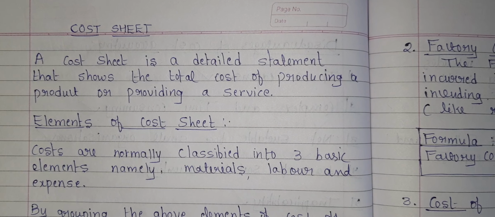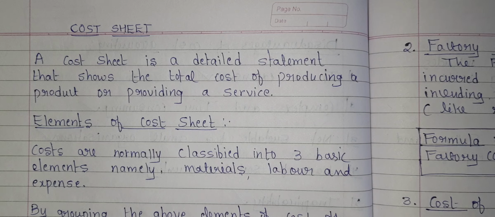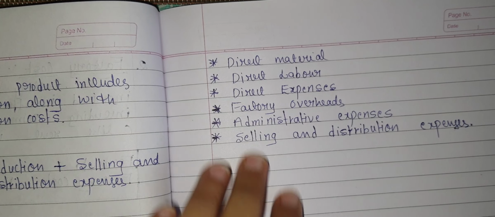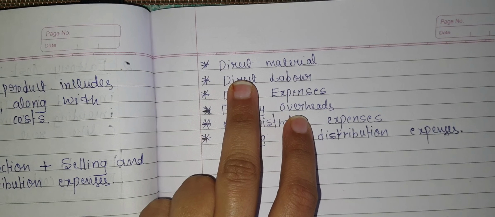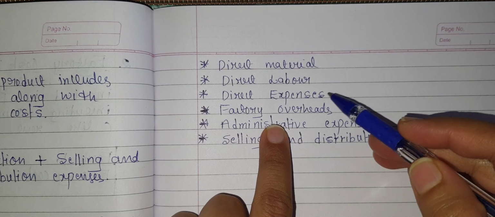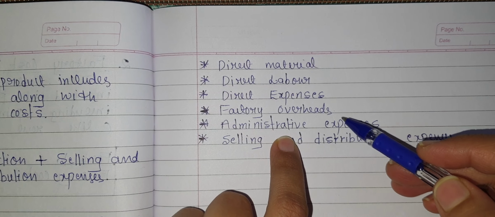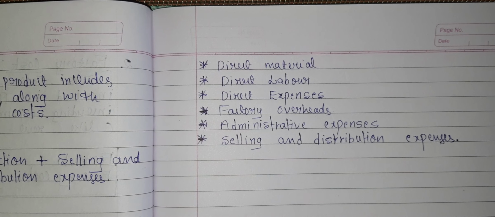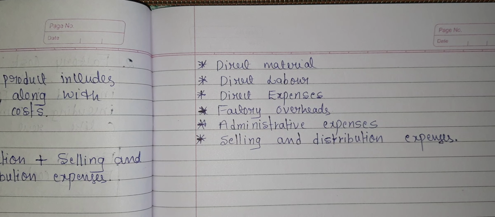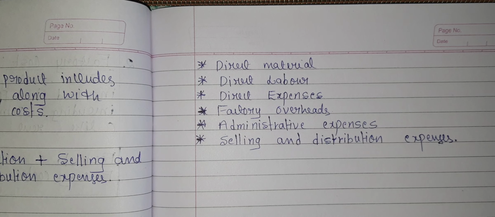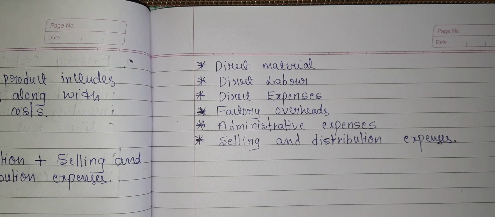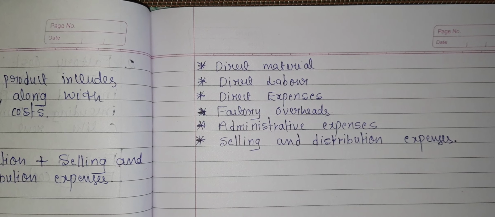Before watching this class, please watch my previous video on the elements of cost. In that video, I explained direct material, direct labor, direct expenses, factory overheads, administrative expenses and selling and distribution expenses. Once you have watched that video, then proceed with this class. Only then will you be able to properly understand what a cost sheet is. I will provide the link in the description box.